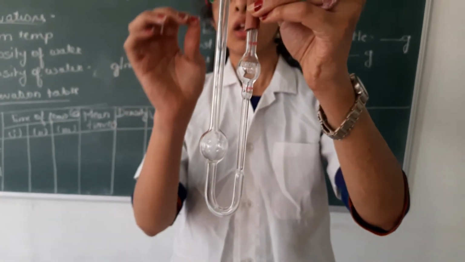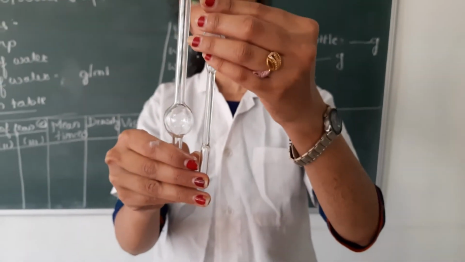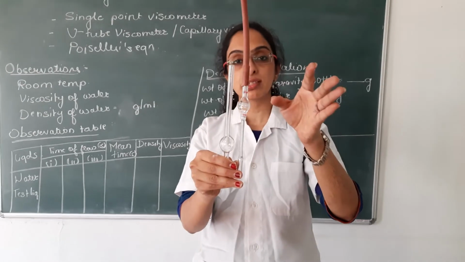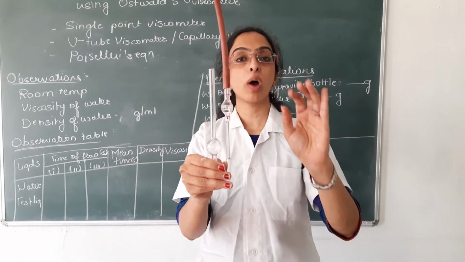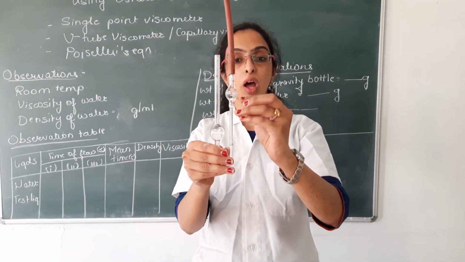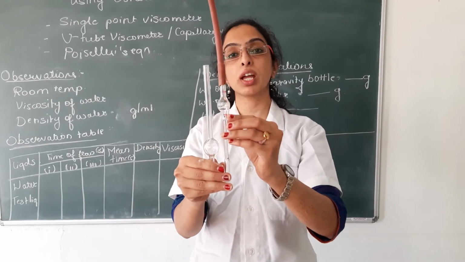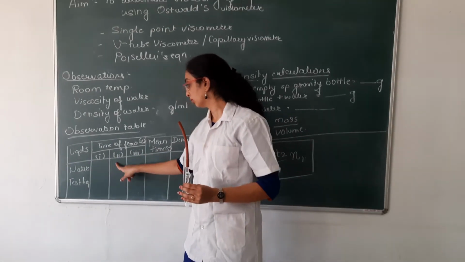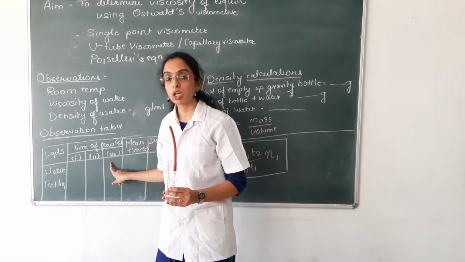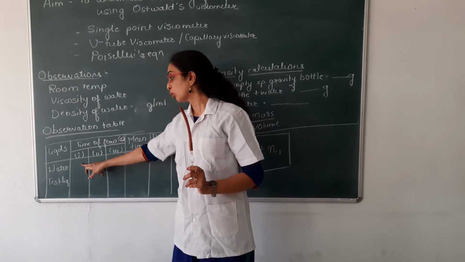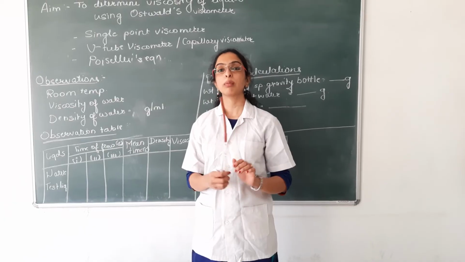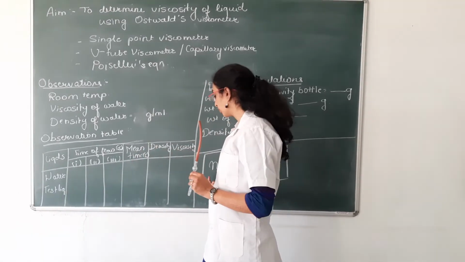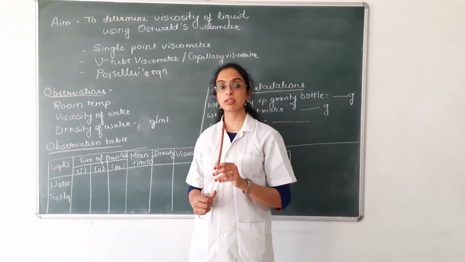Okay, and then once this has been done, you have to release the liquid. So the time required for the liquid to flow from this mark to this mark is recorded with the help of the stopwatch, and then we have to write those readings here, time of flow. Okay, so for time of flow, you should not depend on only one reading. You have to take a minimum of 3 readings for accuracy, and then write them down and perform the calculations. Okay, so let's start the practical.